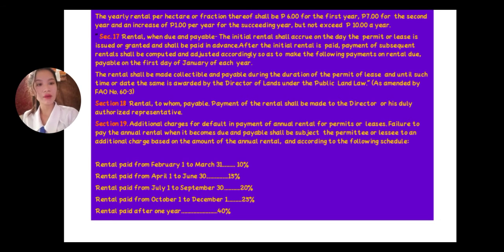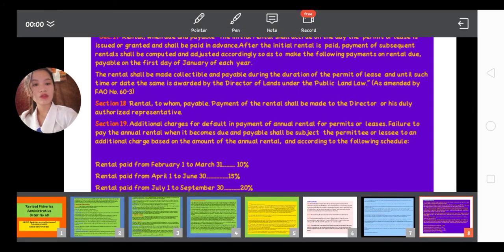So kini ang schedule. Rental paid from February 1 to March 31, 10%. Mao ni siya, for example mubayad ka, rental paid from April 1 to June 30, 15%. Rental paid from July 1 to September 30, 20%. Rental paid from October 1 to December 31, 25%. And rental paid after 1 year, mo na siya 40%. So next section.